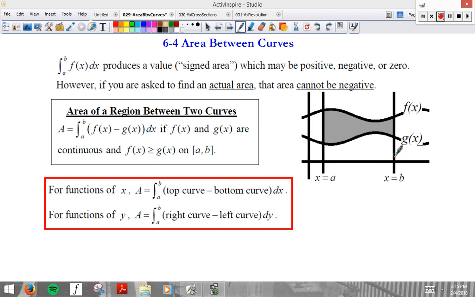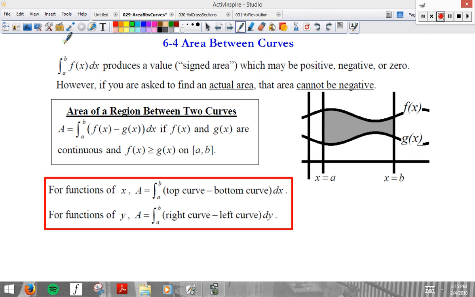In chapter 5, we talked about how a definite integral produces a value assigned area, which could be positive, negative, or zero. It represents the signed area between the curve f of x and the x-axis from A to B. That area would be a positive value if the majority of it were above the x-axis. We would call the area negative if the majority of the area was below the x-axis. And we would call the area 0 if it were balanced between above and below. An equal amount of area was above and an equal amount of the area was below.